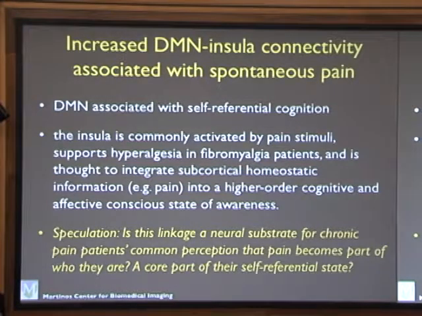So our speculation is that this linkage is basically a neural substrate for chronic pain patients' common perception that pain becomes part of who they are, a core part of their self-referential state. If you're not a pain patient, you don't think of yourself as somebody who's in pain. Whereas when you have chronic pain and you've had pain for a long time, the pain suddenly becomes part of you. And it can even sometimes become a barrier to healing, to not being a pain patient, because now you've internalized this pain and it becomes part of who you are.